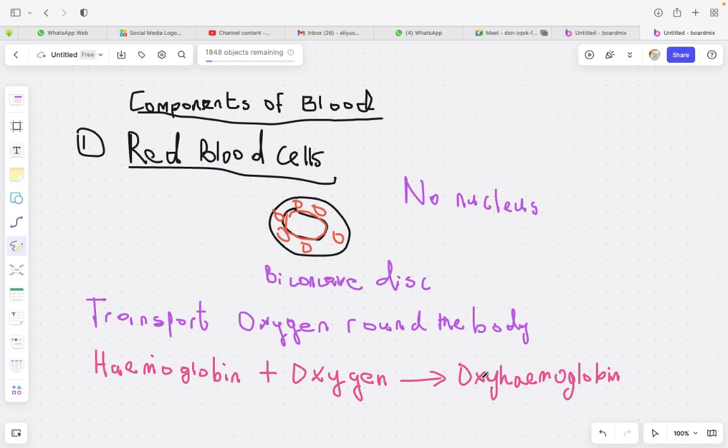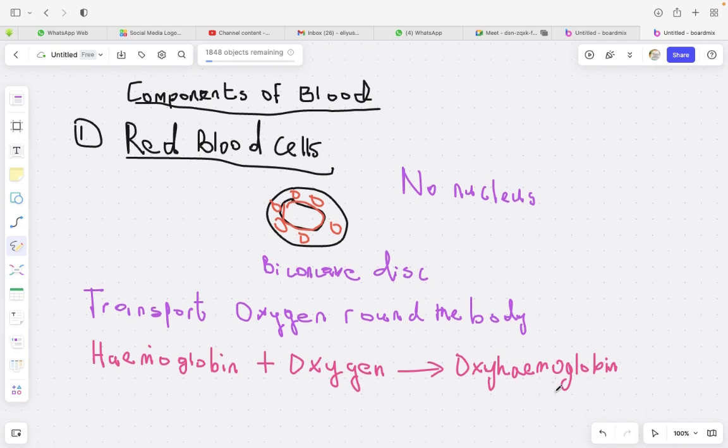Now we say the released oxygen diffuses out of the red blood cells. The oxygen that you're releasing now from this oxyhemoglobin will diffuse out of the red blood cells to the body tissues, and to the body cells. The released oxygen will diffuse out of the red blood cells through what? Now, it will pass through what?